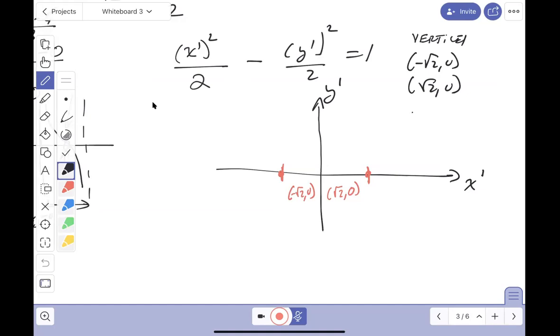So C squared is going to be A squared plus B squared. And what do you get there? C squared is 2 plus 2, which is 4. What's C? Plus or minus 2. So I think you can put that down for foci now.